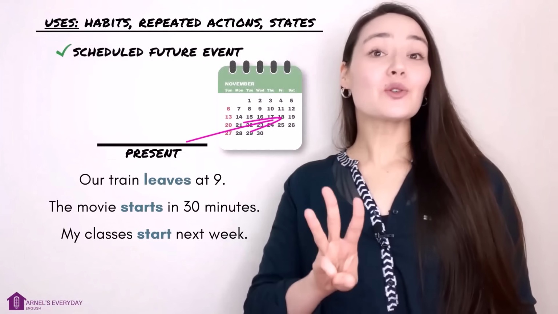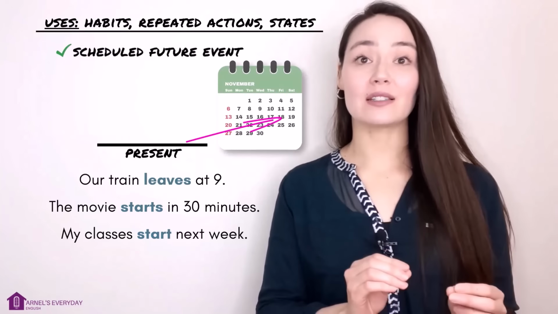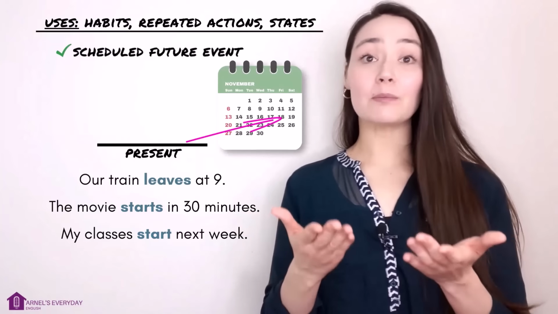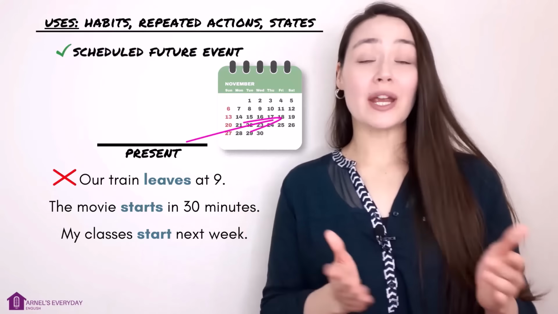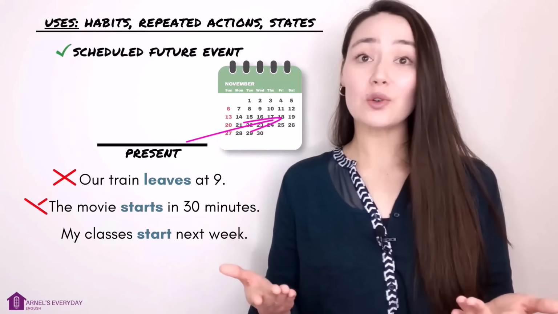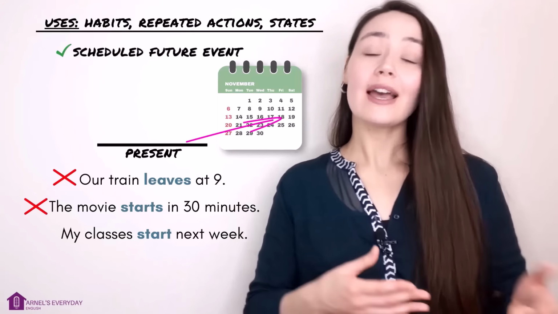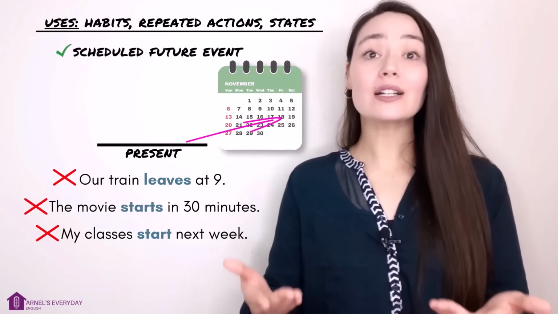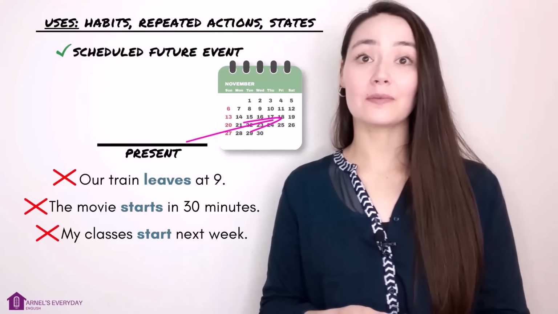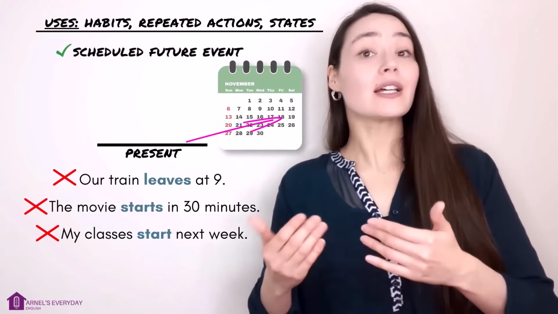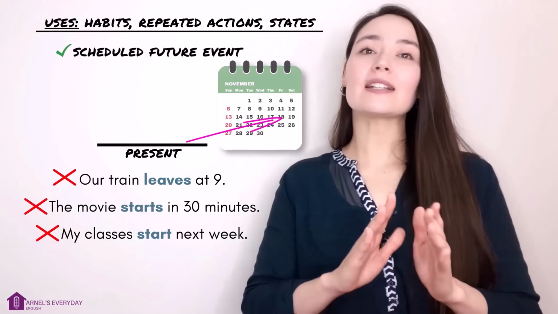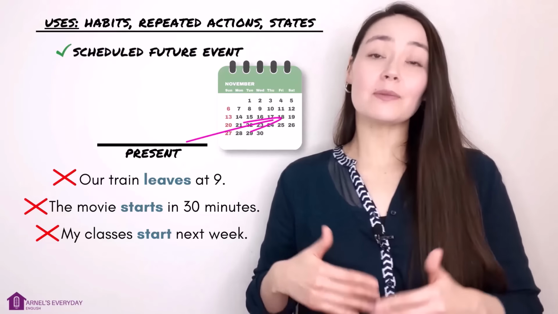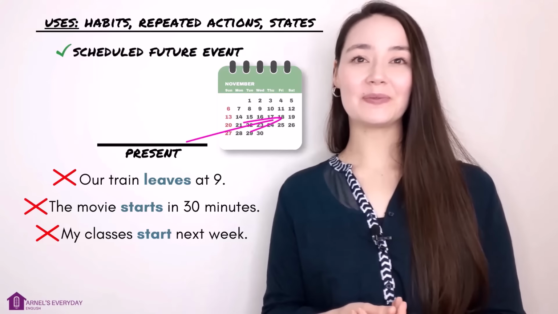We've looked at 3 scheduled future events. Are these events something you have control over? We can't control when our train leaves. We can't control when the movie starts. And we can't control when our classes start. So that present simple can be used for a single future action, but it's something that's scheduled. It's not something we can control.